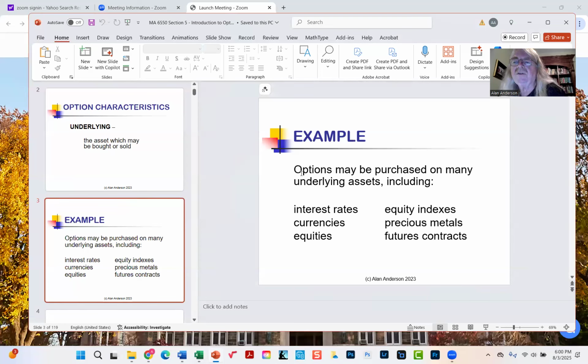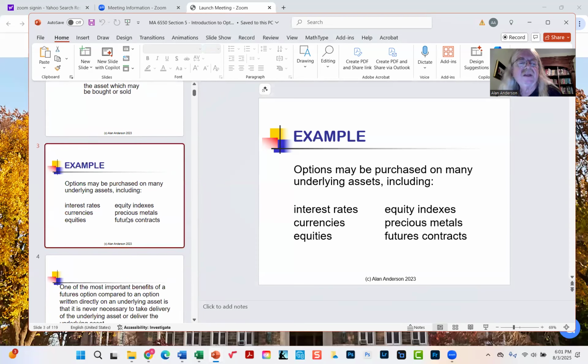We have equities. In other words, you can buy an option on an individual stock, but you can also buy an option on an equity index like the Standard & Poor's 500 or the Dow Jones. Sometimes that's the way to go if you're not sure what stocks might go up or down, but you're betting on the entire market as a whole. That might be your best choice. Then we also have precious metals like gold, silver, platinum, etc. And then, interestingly enough, as you can see at the bottom here, you can also buy an option on a futures contract. So why would you do that?